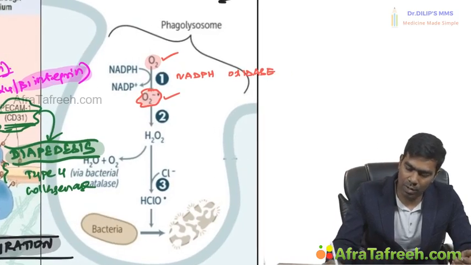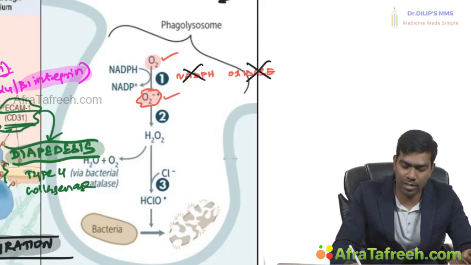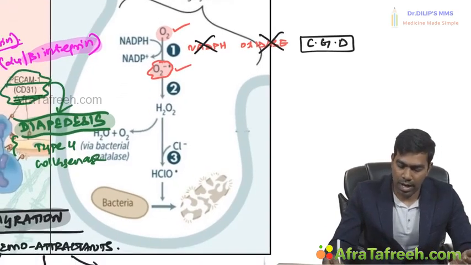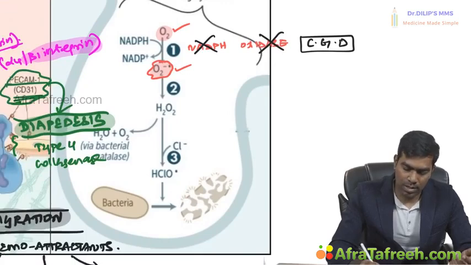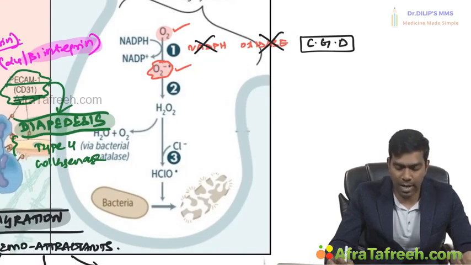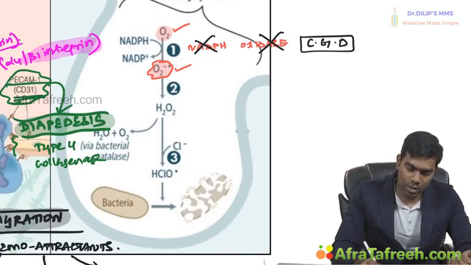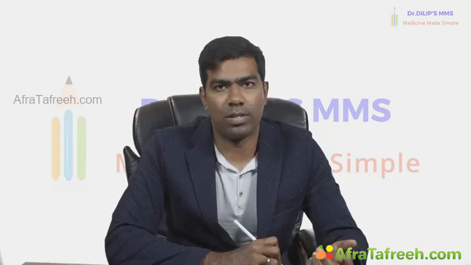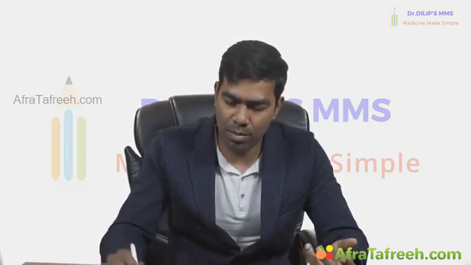Whenever you have a defective NADPH oxidase, that is going to result in a disease called chronic granulomatous disease, which I'll tell you about in some time. And the second step in this process is conversion of this O2 to dangerous substances like hydrogen peroxide, H2O2. How is this H2O2 created? By another enzyme called superoxide dismutase.